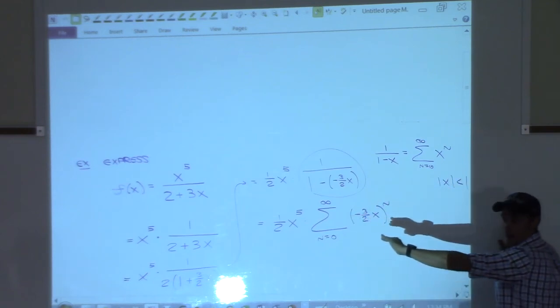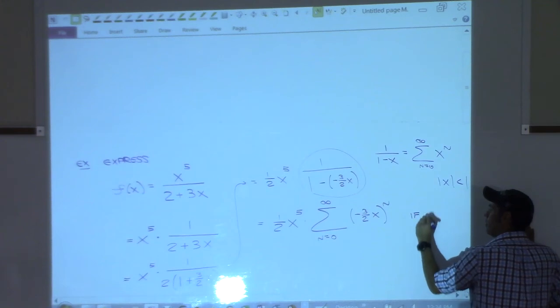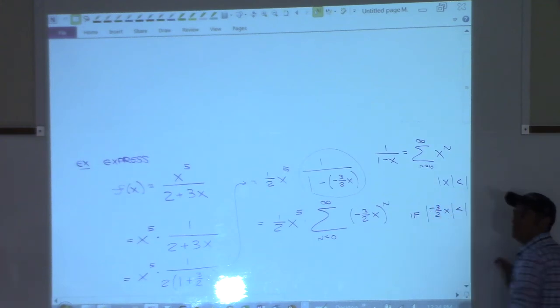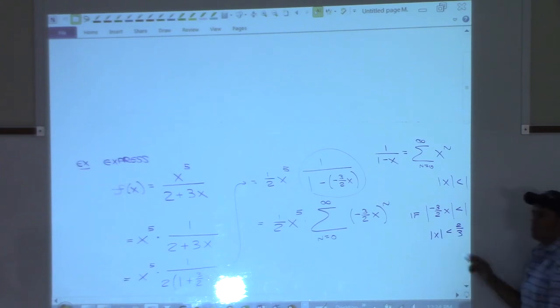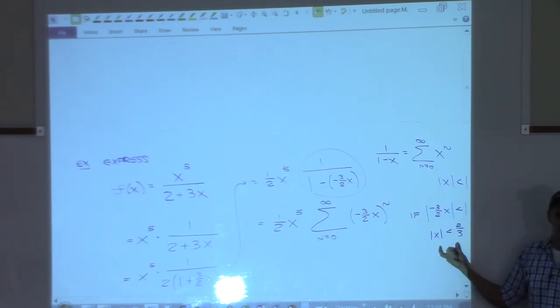And this is valid, right? This is valid so long as what? The absolute value of 3/2 x is less than 1. Which is the same as saying the absolute value of x is less than 2/3. You could pull the 3/2 out and then multiply by the reciprocal and you get this. You can take either one, yeah. But you need to state it. Because we're not saying that these are equivalent all the time. It's only equivalent whenever this is true.